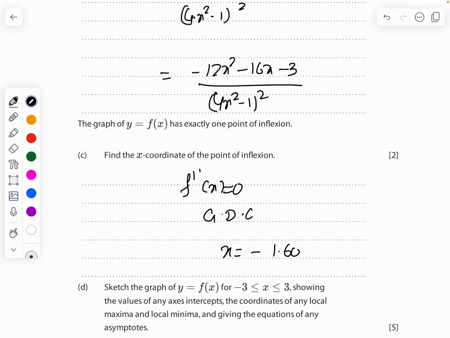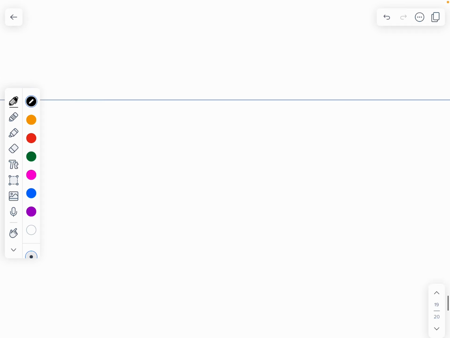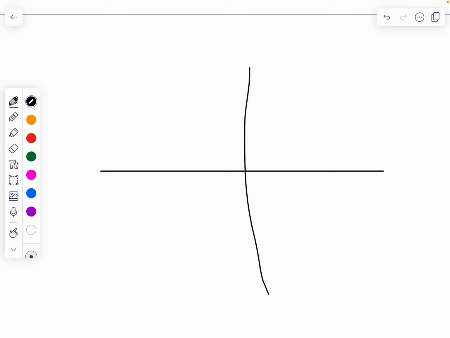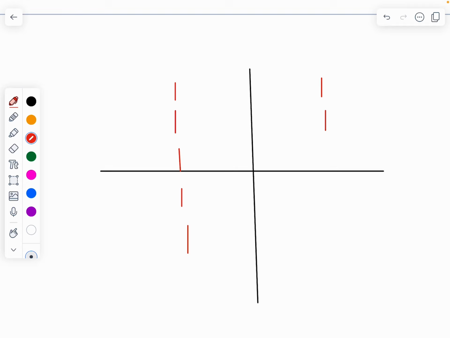Sketch the graph of y equal to f of x, showing the values of any x-intercepts, the coordinates of local maximum and minima, and the equations of the asymptotes. Just now, we got the equations of asymptotes as negative half and positive half. So there is one asymptote at negative half and another asymptote at positive half. I'm just doing a rough graph. You should see that the spacing should be the same.